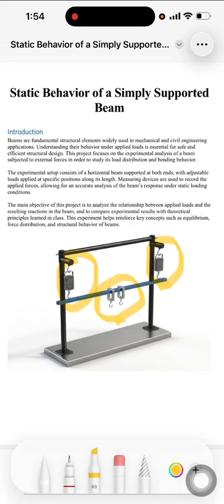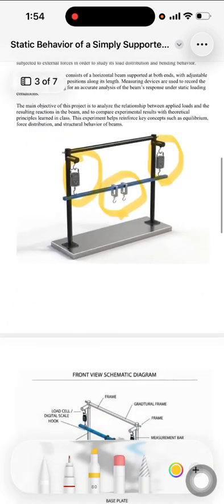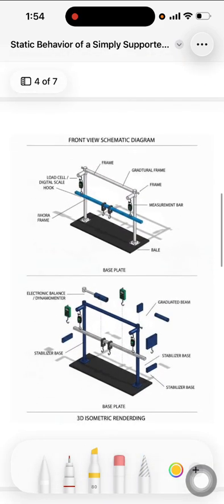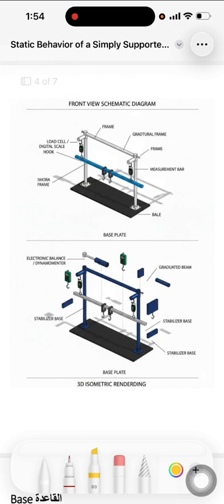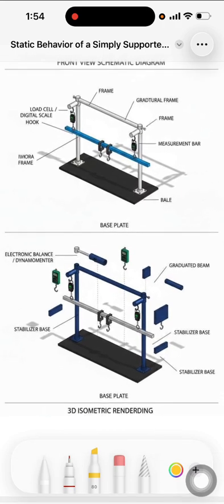reactions in the beam, and to compare experimental results with theoretical principles learned in class. This experiment helps reinforce key concepts such as equilibrium, force distribution, and structural behavior of beams. This is also a diagram of our project with the specific analysis of each part. As you can see, we have the base plate, we have the beam, we have the sensors and other essential parts.